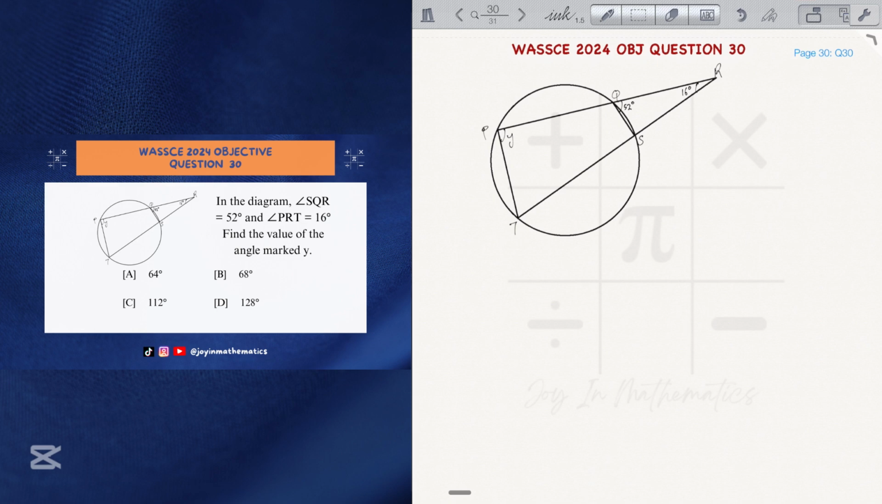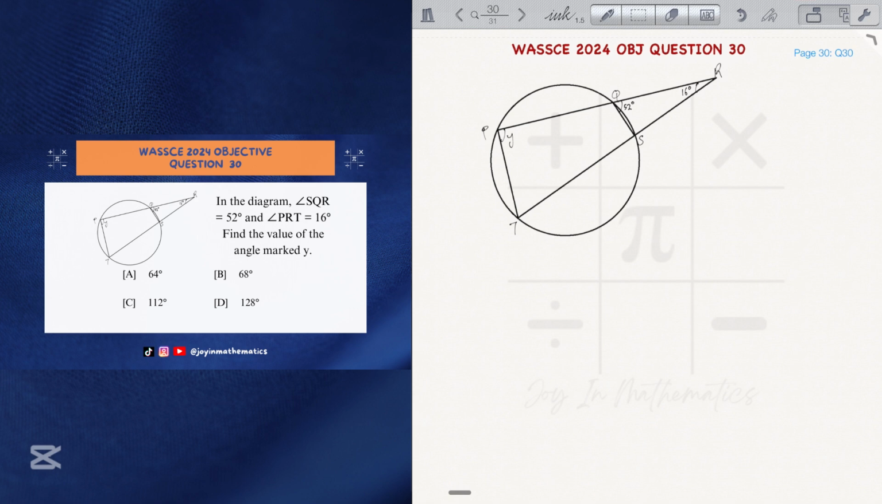Now we have WAEC 2024 objective question 30. Now we have this diagram. The question says, in the diagram, angle SQR is 52 degrees, and similarly angle PRT is equal to 16 degrees, which we'll have here.